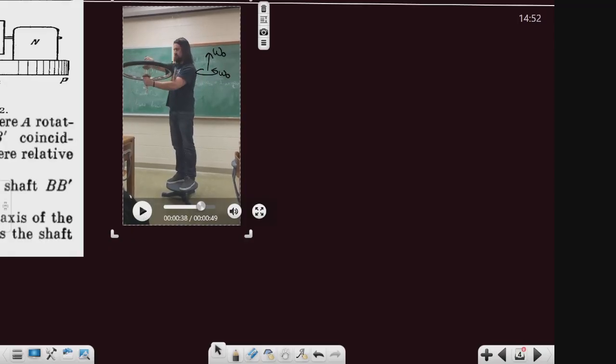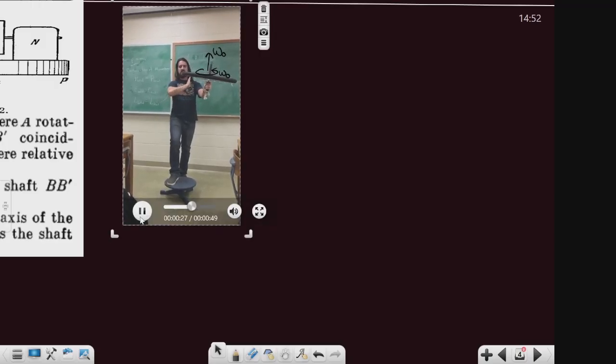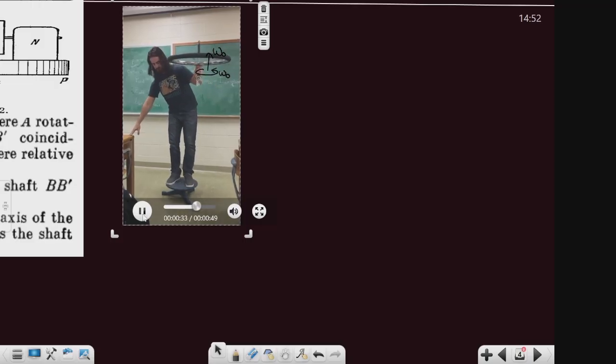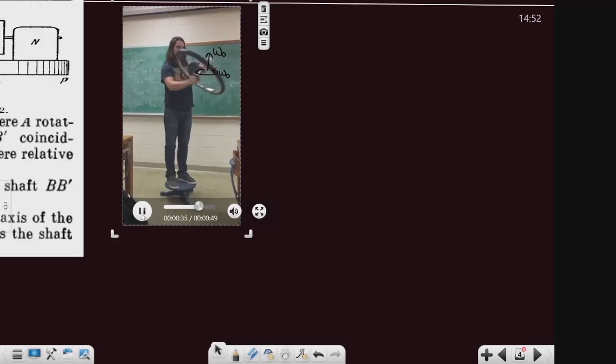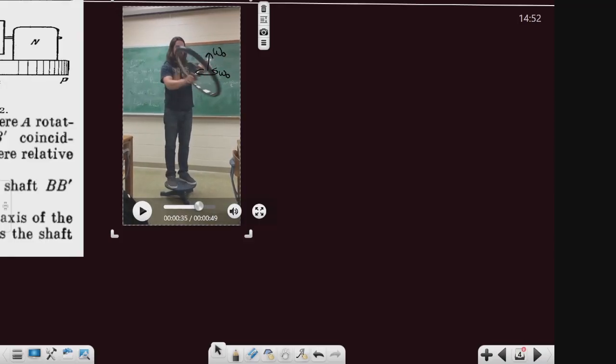Okay, let me rewind a bit. If it does have a lot of angular momentum already, and I try to change it by flipping it over, what do you guys think is going to happen? He stepped on the platform. Now check this one. He's rotating in this direction.